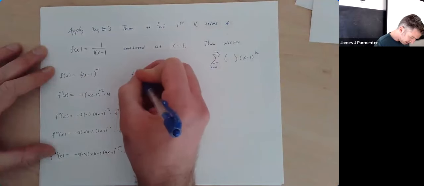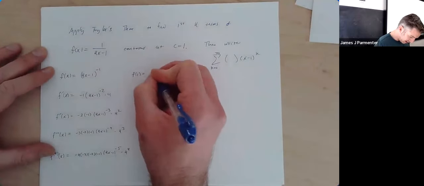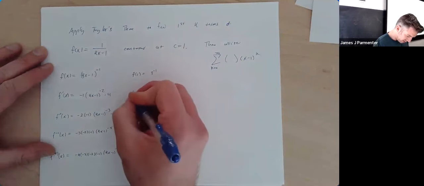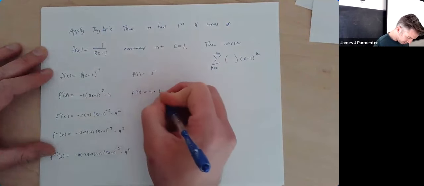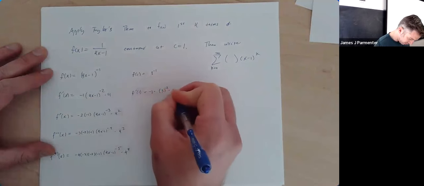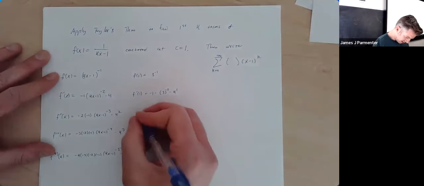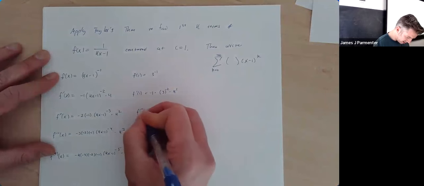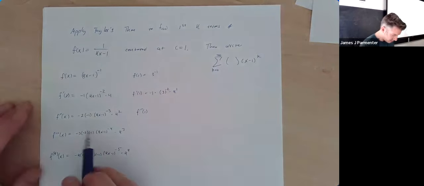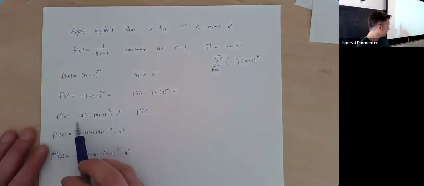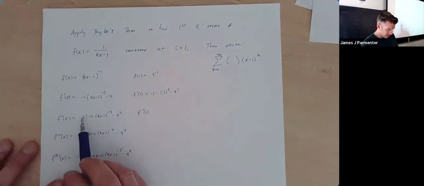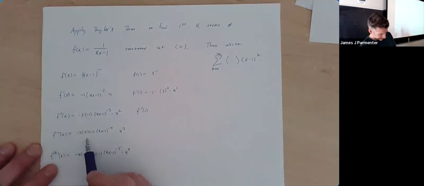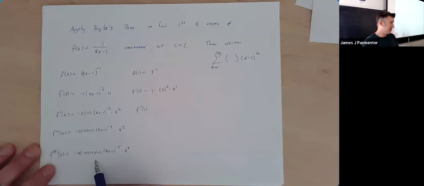So from here, I guess we should plug in 1. So f of 1 is going to be 3 to the negative first. And f prime of 1 is going to be negative 1 times 3 to the negative second times 4 to the first. And f double prime of 1. Now here's where I might start trying to see what things are doing. So I could simplify this as just 2, but what I really want you to see is that I don't want to say this is 2 and this is 6 and this is 24. I want to know what the pattern is.